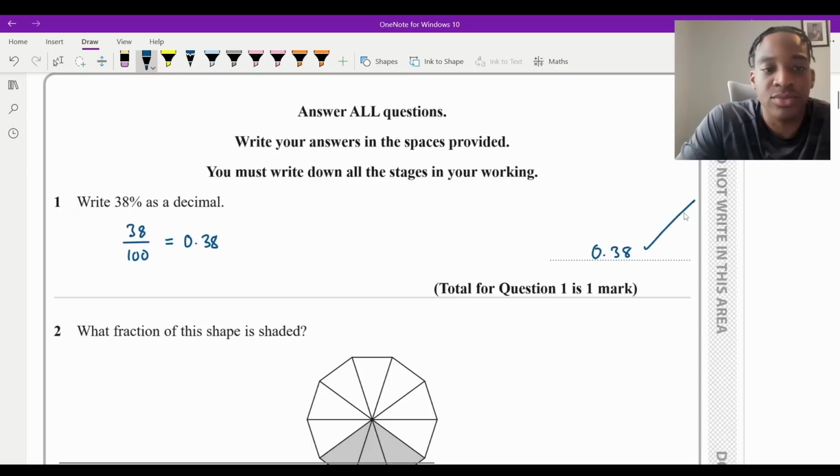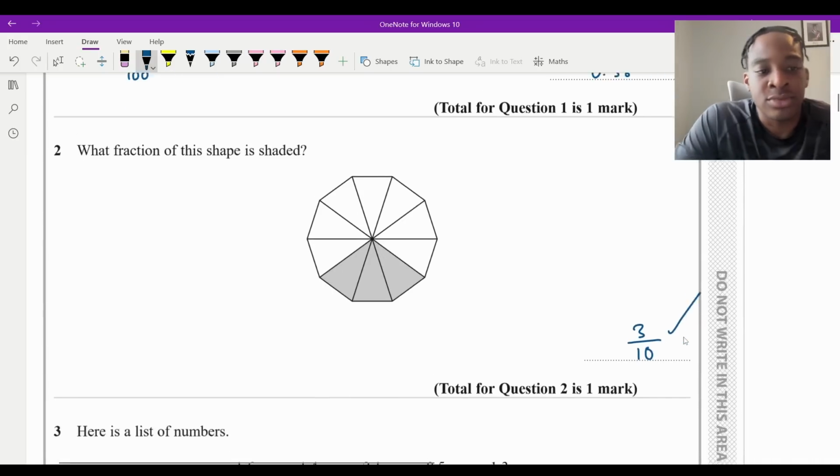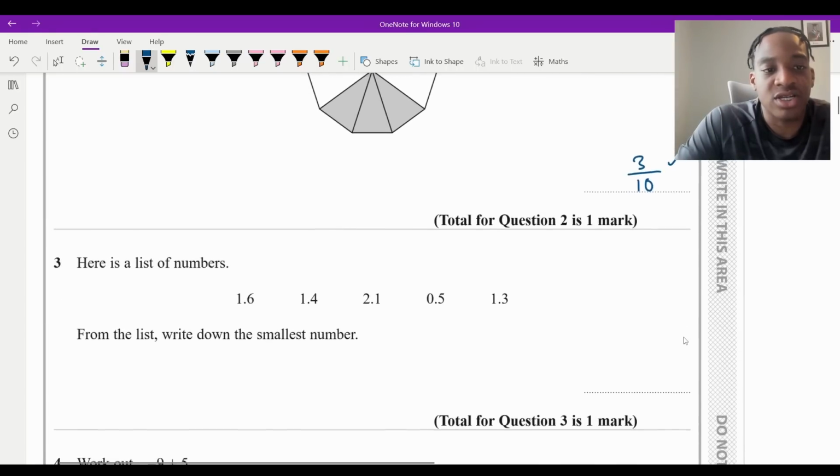That's question one. Question two says, what fraction of this shape is shaded? Well, this shape has been split into how many parts? 1, 2, 3, 4, 5, 6, 7, 8, 9, 10. 10 parts, 3 are shaded. It has to be 3 out of 10. And that's question two. Question three says, here is a list of numbers: 1.6, 1.4, 2.1, 0.5, and 1.3.